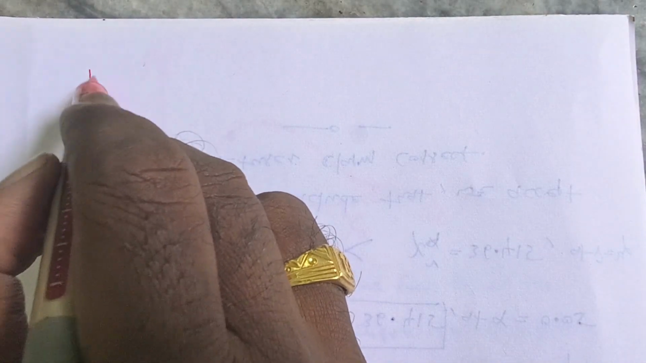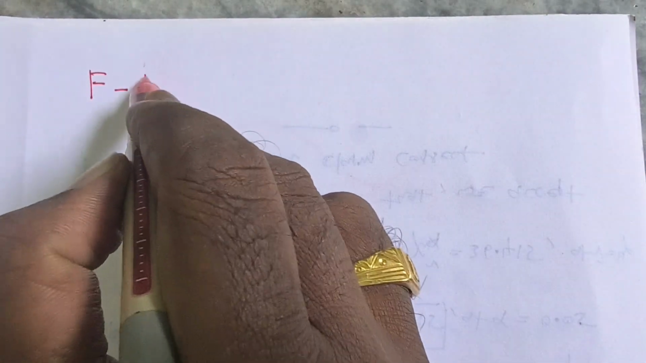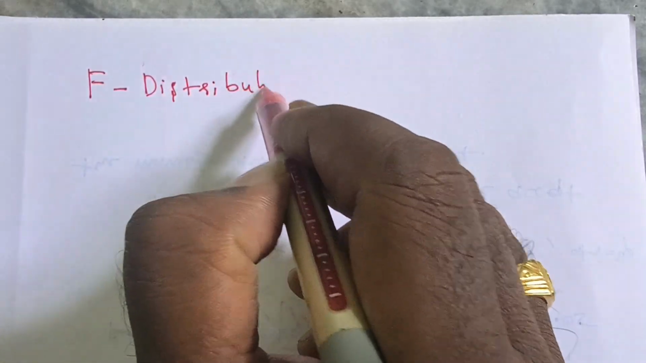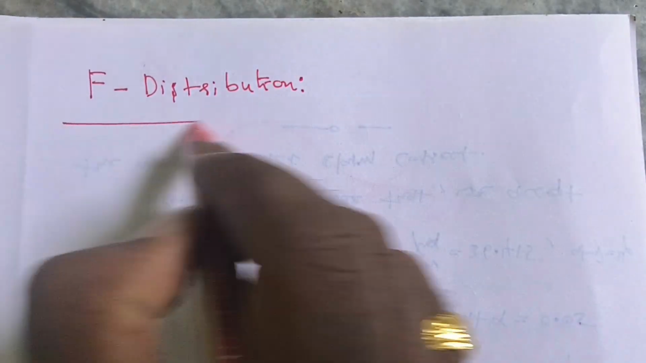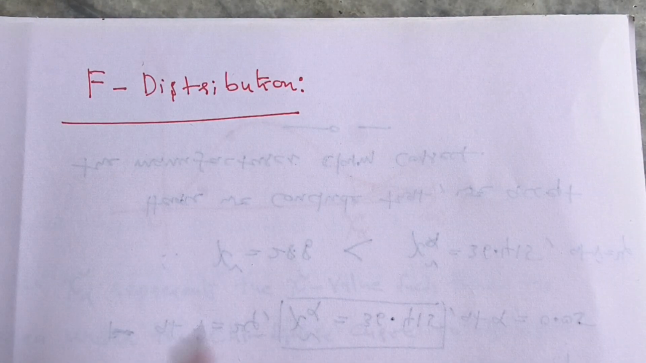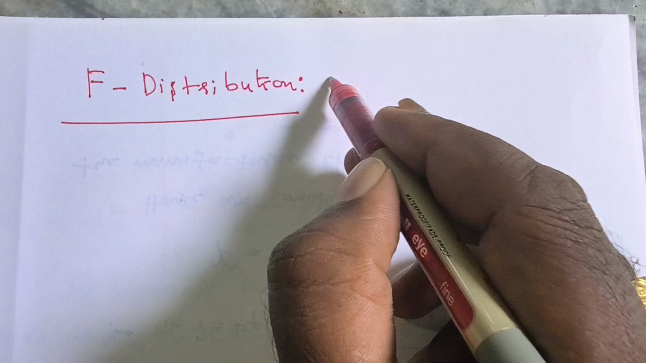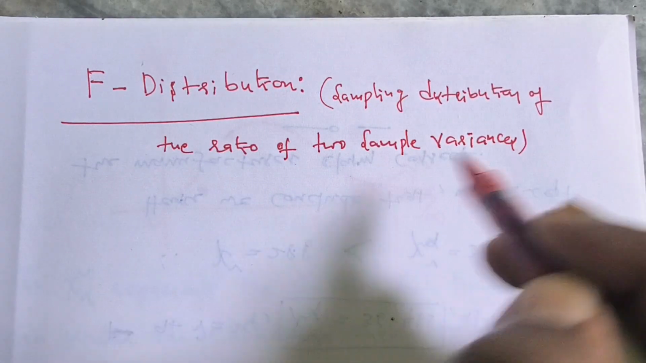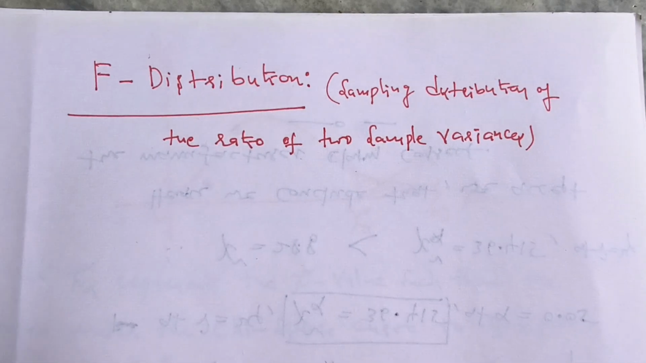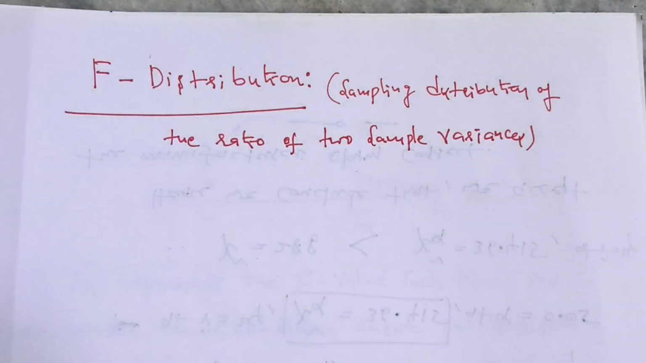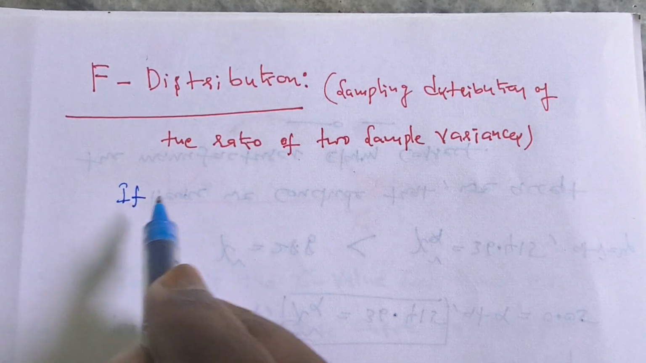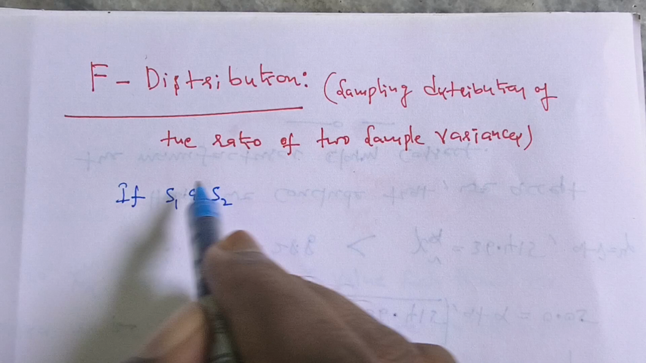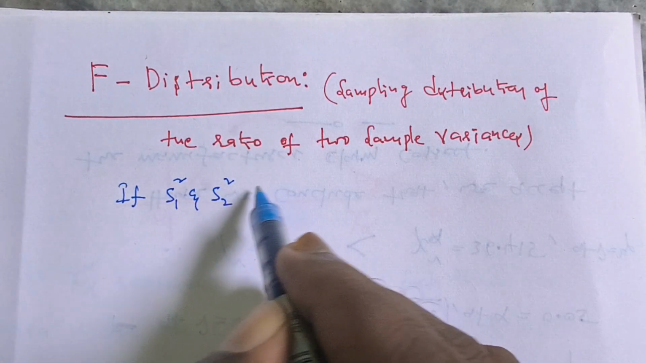Hello everyone. In this class, we will learn the F distribution. In the last class, we discussed the chi-square distribution along with some examples. Now, look at the F distribution here. The F distribution is also known as the sampling distribution of the ratio of the two sample variances. Look at the concept here.